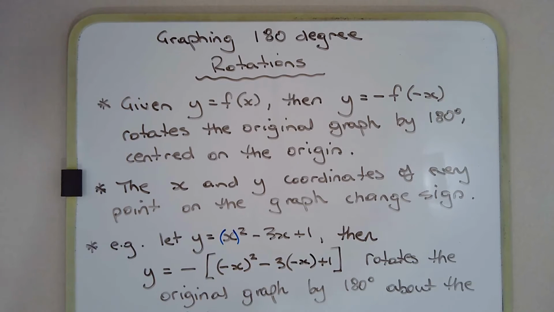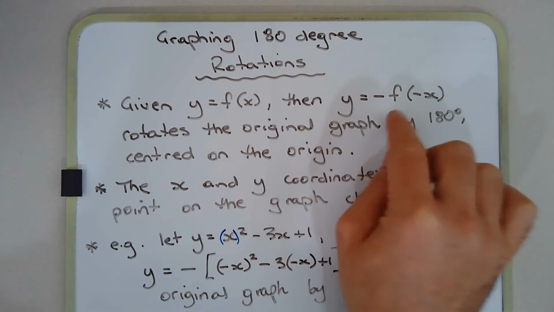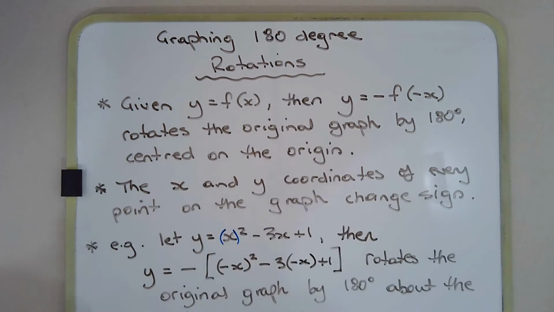In this video, we're going to look at graphing 180-degree rotations. So just quickly, this is a combination of both reflection in the x and the y-axis, done one after the other. So given y equals f of x, then y equals negative f of negative x rotates the original graph by 180 degrees, centered on the origin.